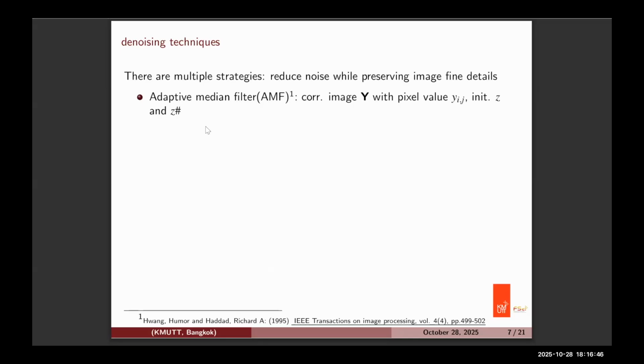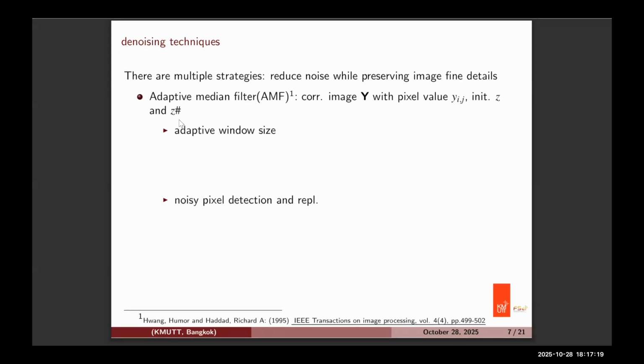So one of the most popular ones is called the adaptive median filter approach. All of these approaches have a main goal of reducing the noise while at the same time trying to preserve or maintain the fine details of those images. Imagine, for example, we have a corrupted image, Y, which consists of many pixel values, say y_i,j, and we have an initial window, say z. And this z star, or the hash here that we have, call it the maximum window size.